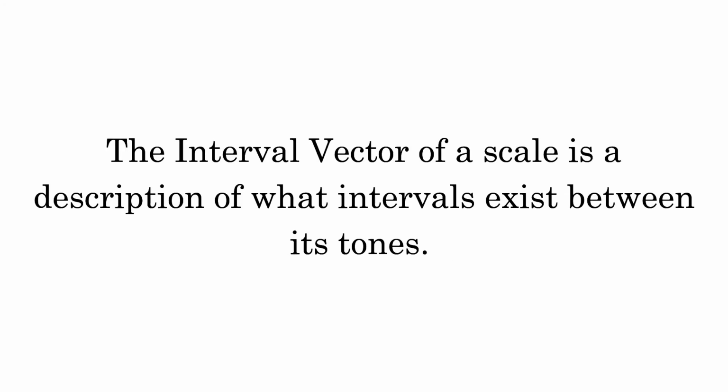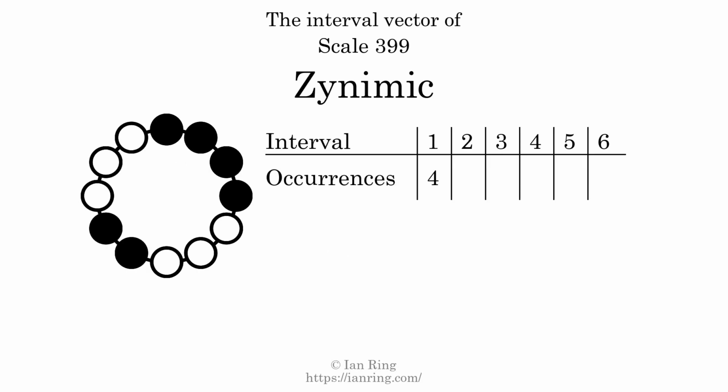The interval vector of a scale is a description of what intervals exist between its tones. There are 4 intervals with the size of 1 semitone. They are here, here, here, and here. There are 2 intervals with the size of 2 semitones. They are here and here. There is 1 interval with the size of 3 semitones.